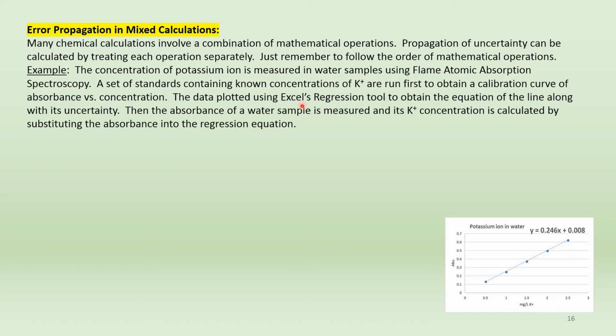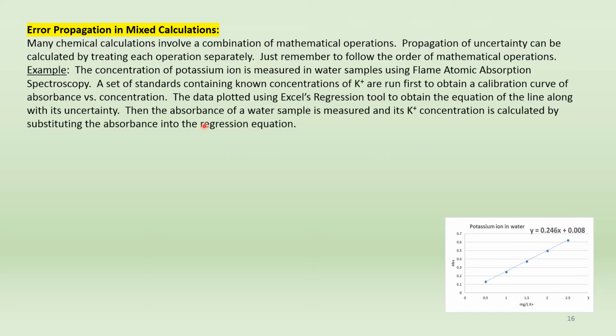So here's an example. The concentration of potassium ion is measured in water samples using flame atomic absorption spectroscopy. A set of standards containing known concentrations of potassium are run first, and they obtain a calibration curve of absorbance versus concentration, like this. So if I have standards containing 0.5, 1, 1.5, 2, and 2.5 milligrams per liter potassium, I measure the absorbances for each, and I plot them in Excel. The data plotted using Excel's regression tool will give us the equation of the line, here's that line, along with the standard uncertainties of the slope and intercept.